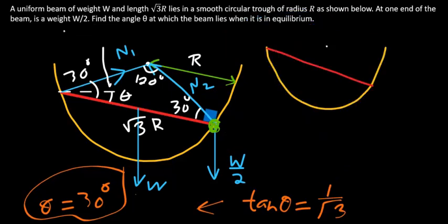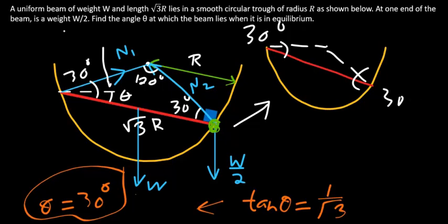So in effect, this is how the beam would be resting under equilibrium in that circular trough. So this is the triangle. So this is 30 degrees, that is 30 degrees, and that is 120 degrees. Of course, along with that weight, this weight.